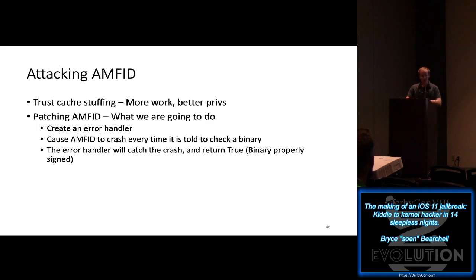So there are two ways of doing this. One, AMFI has a cache of known hashes of files that it's already verified, so it doesn't have to do the work. So if you have a commonly run process, the hash is already there. Or we can patch it and create a custom error handler to catch any errors when it dies, and then we put in a bug, so it crashes every single time it tries to run a binary. And this is what I went with.